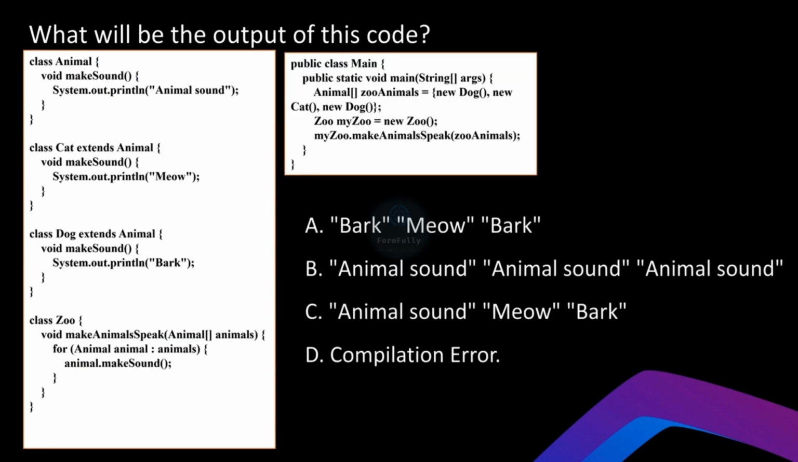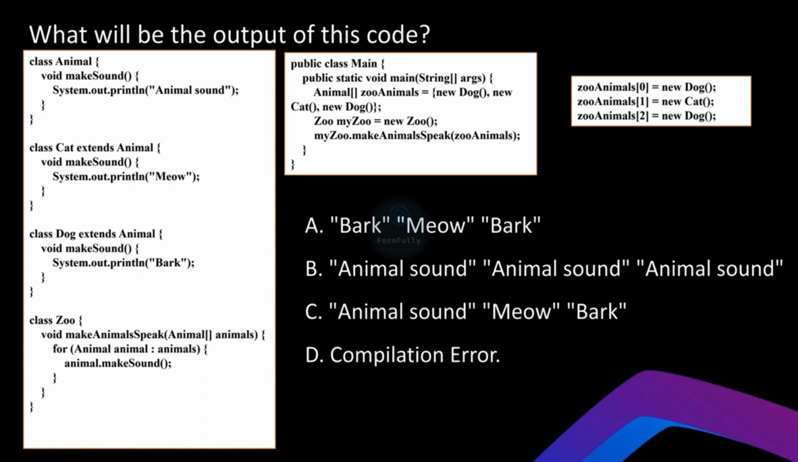Moving to the next snippet question, what will be the output of this code? Here are the options. I'll suggest first pause the video and think about the correct answer. Let's discuss the code first. Here we have a class hierarchy involving an Animal class and two subclasses, Cat and Dog. Additionally, there is a Zoo class with a method to make animals speak. In the main method, we create an array of Animal objects, some of which are instances of Dog and some are instances of Cat.